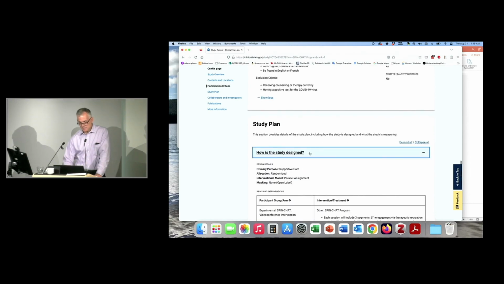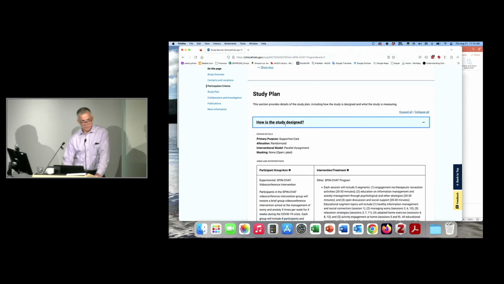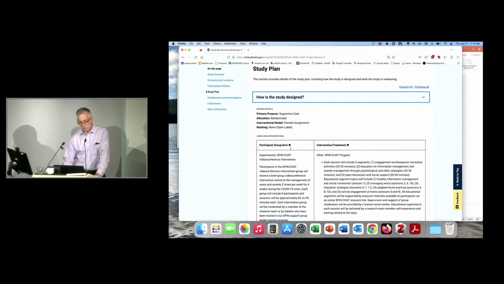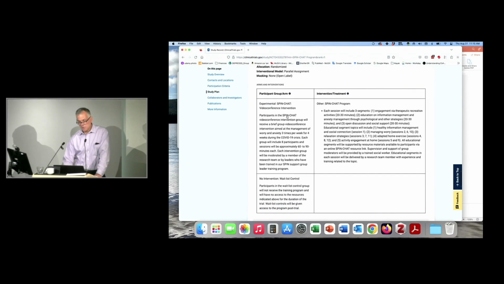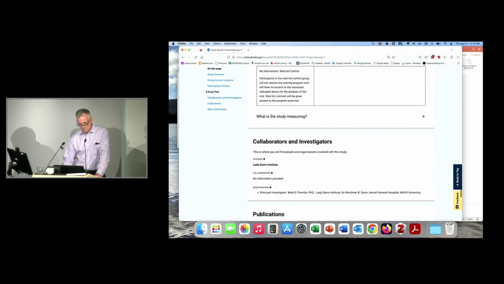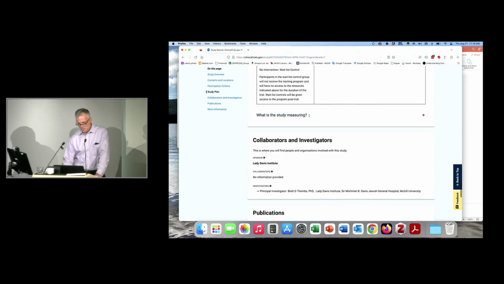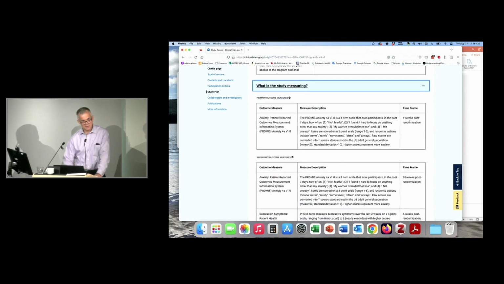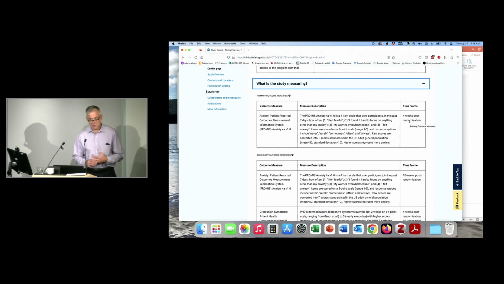It tells you the basic study design, right? You know, what the intervention groups were. Again, not as much as the protocol, but it tells you a lot of information. And this is really important. What is the study measuring? Here's our primary outcome measure, the description, and the time frame. It didn't used to have all that there, but it's there now.